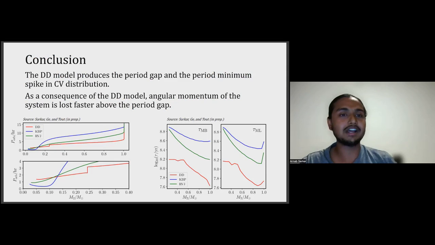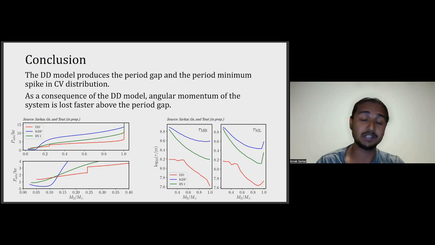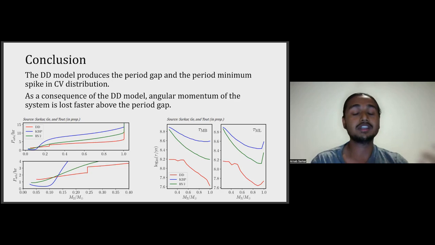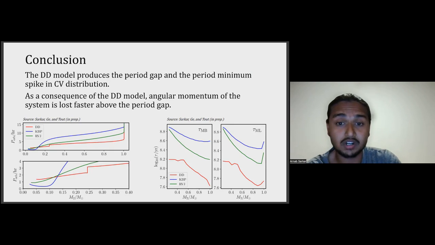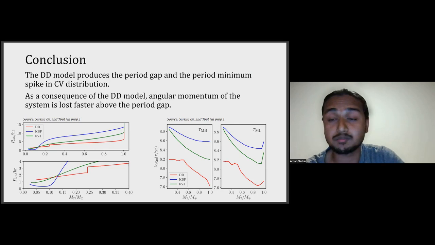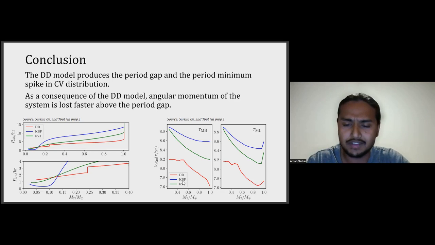I would like to conclude by saying that our DD model produces the period gap and the period minimum spike in the CV distribution quite well. As a consequence of the DD model, we see that angular momentum is lost from the system much faster above the period gap, or in other words, the time scale for mass loss or magnetic braking is shorter for the DD model compared to, let's say, Rappaport's empirical model or Nigi's empirical model, which is like Rappaport's model multiplied by an ad hoc factor.